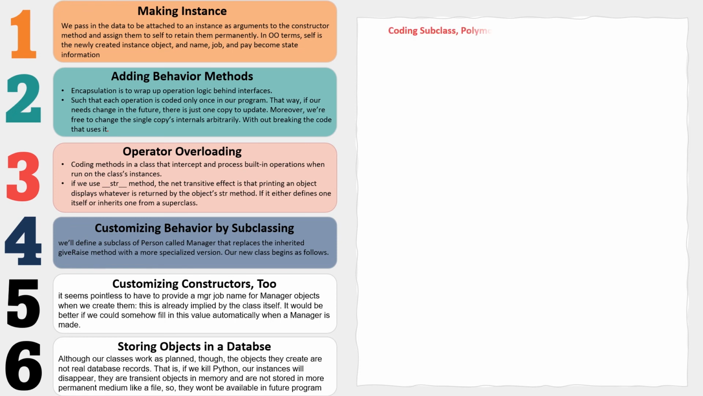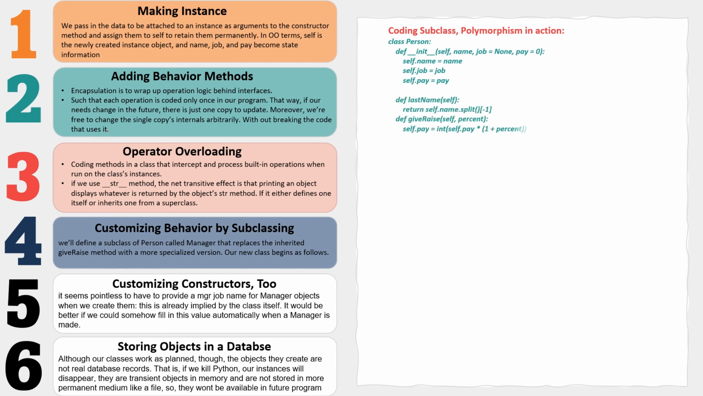At this moment, our class captures much of the OOP machinery in Python. It makes instances, provides behavior in methods, and even does a bit of operator overloading. Right? Yes or no? Just reply to me. Okay, fine. So the only major OOP concept it does not yet capture is customization by inheritance.